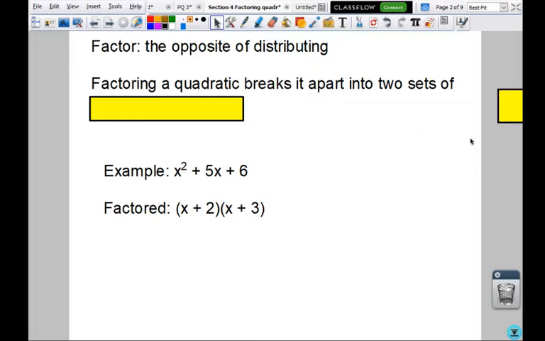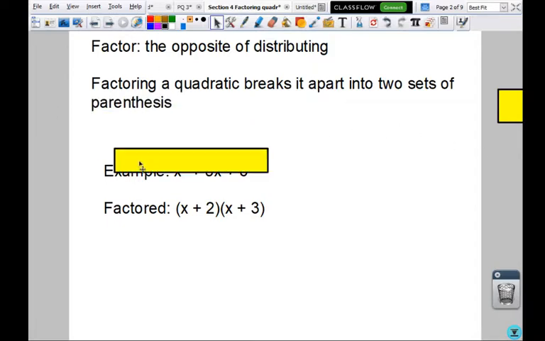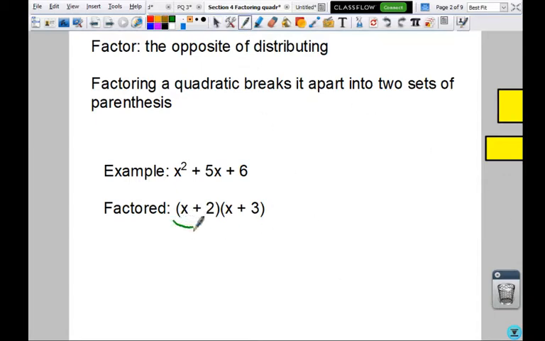So factoring a quadratic is going to break it into two sets of parentheses. As an example, if my quadratic was x squared plus 5x plus 6, when I factor it, I'm going to get in parentheses x plus or minus something, x plus or minus something. So all of our factoring today is going to look kind of like this. The only thing that's going to change are these numbers here.